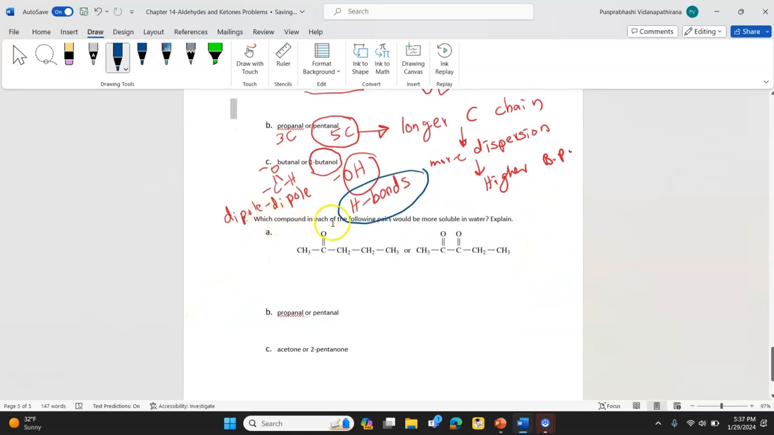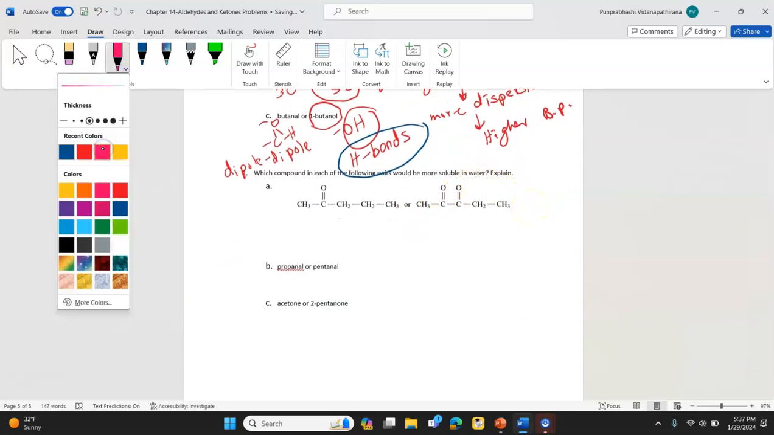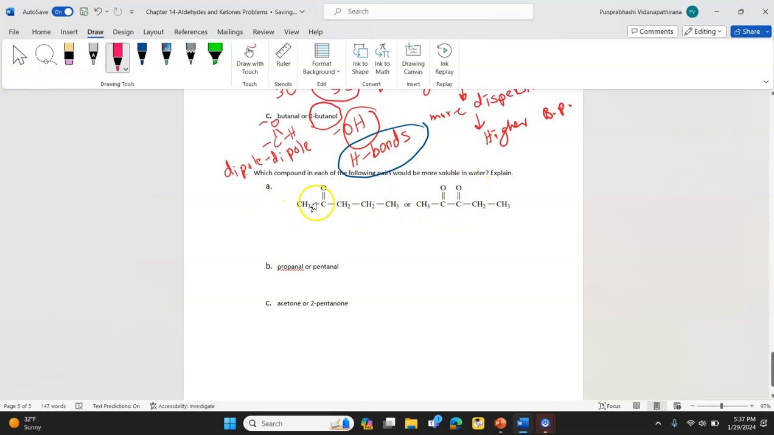Now, question 2. Which compound in each of the following pairs would be more soluble in water? Solubility is all about making hydrogen bonds with water. So which one can make hydrogen bonds? Both the molecules can make hydrogen bonds because both of them have a carbonyl group. But if we look at the amount of bonds they can make, this molecule can make more hydrogen bonds because there are 2 carbonyl groups, right? Remember, I mentioned each carbonyl group can make 2 hydrogen bonds with 2 water molecules. So this will make more hydrogen bonds.